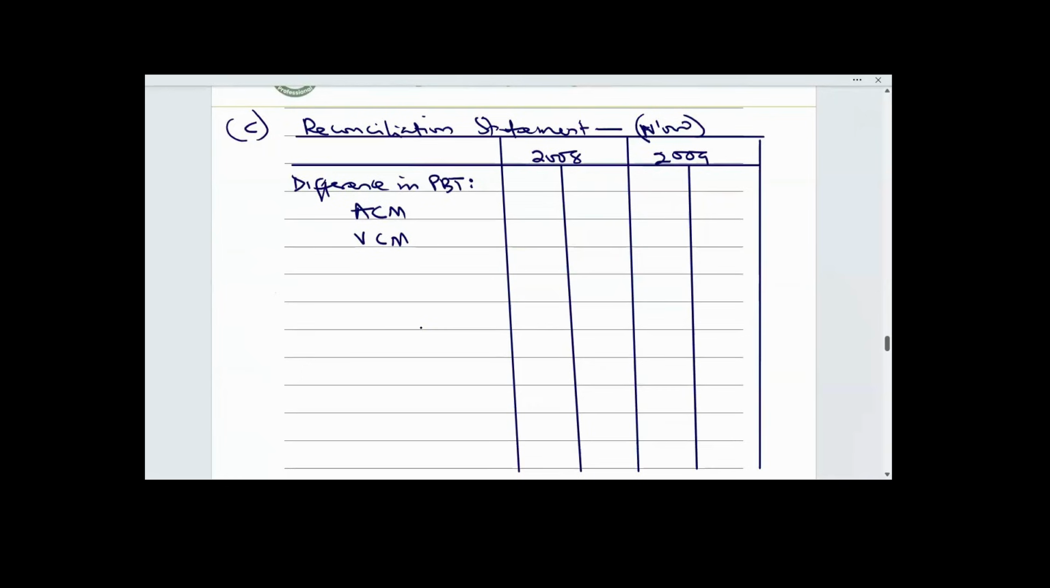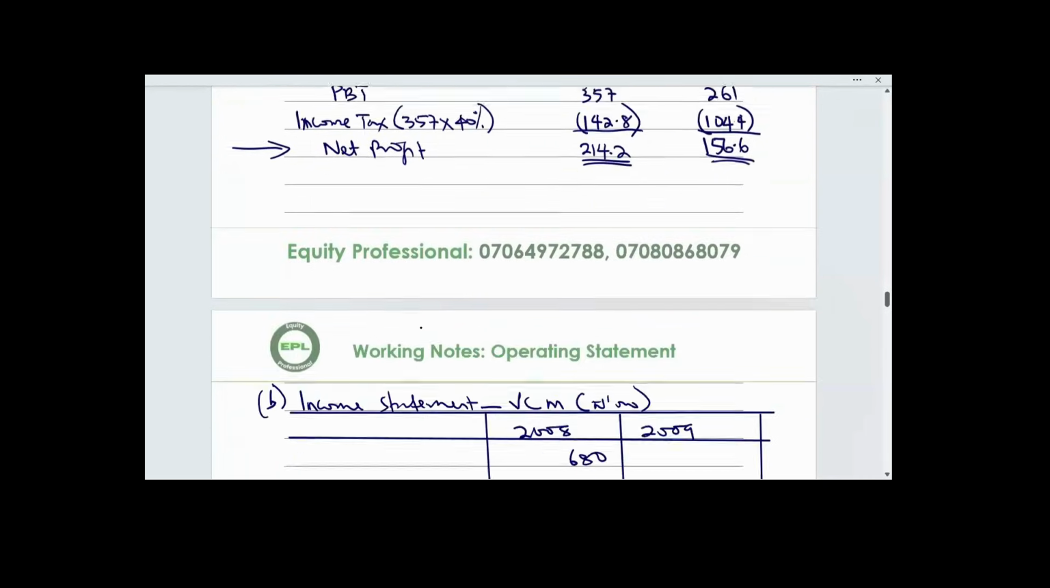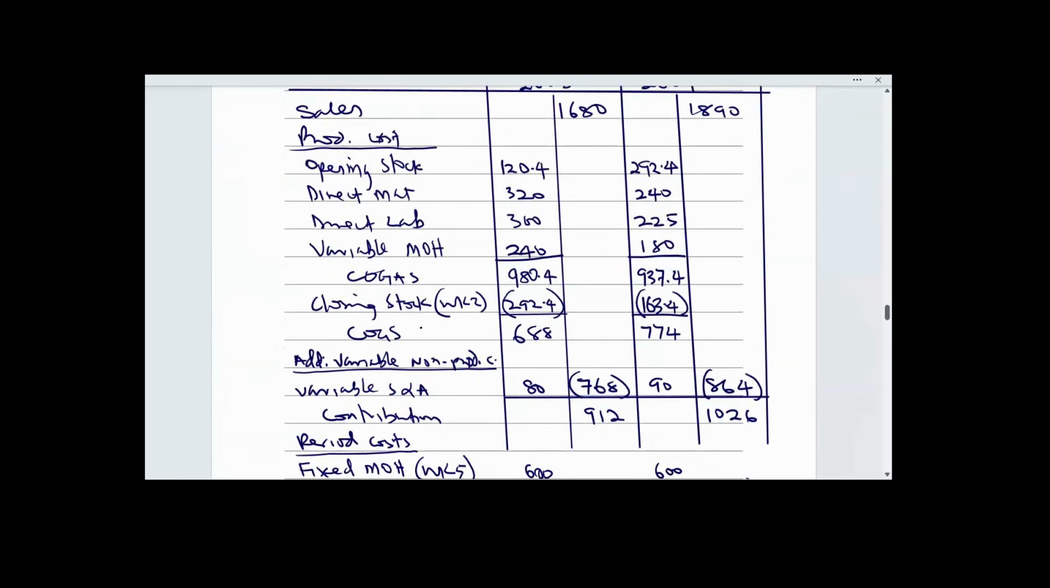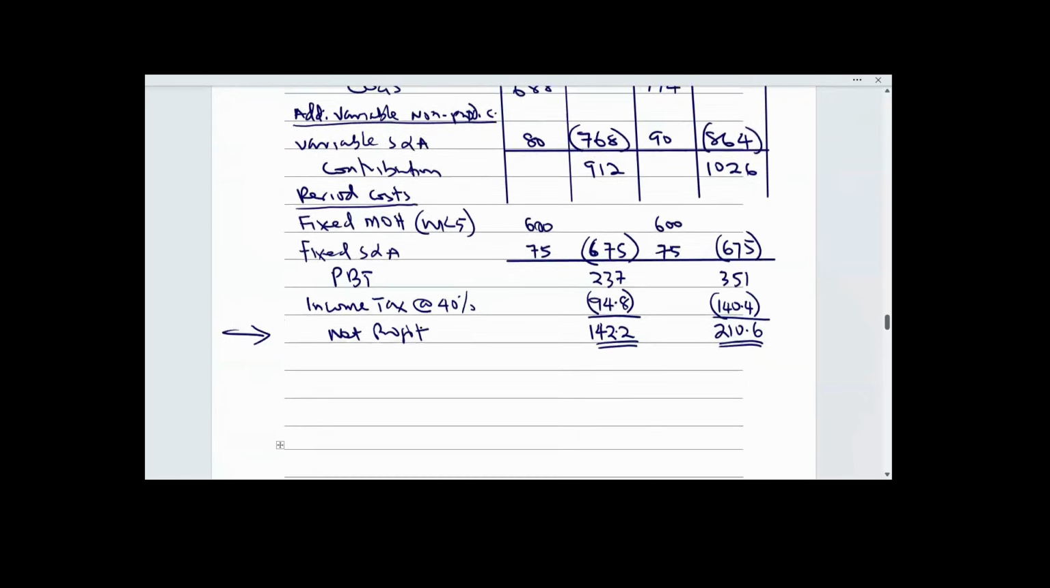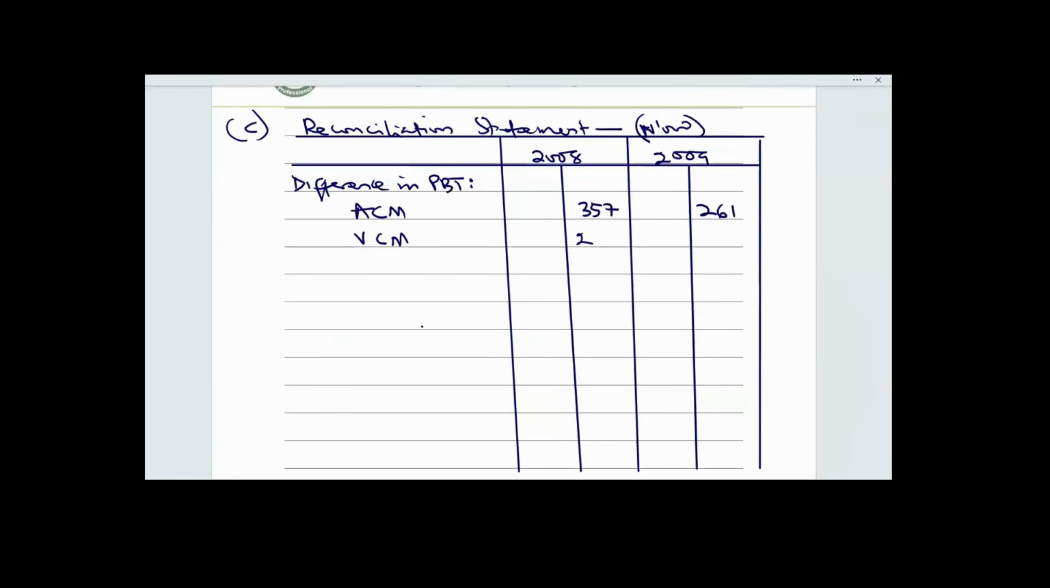357, then 261. Is it 261 or 251? Let me check. 261. Then under the variable costing method, profit before tax, 237, 351. Oh, sorry, 351. Error of mind. So give me the difference.